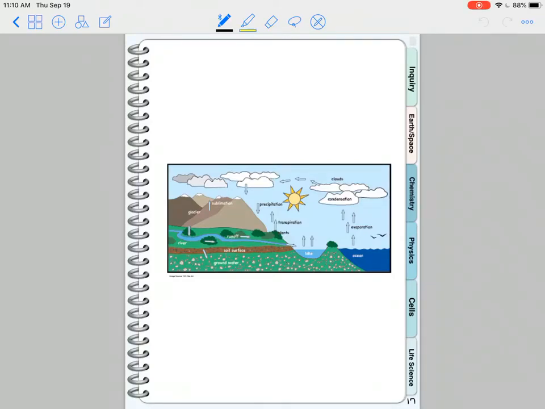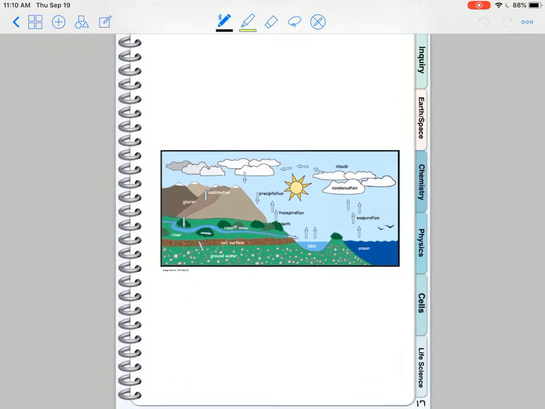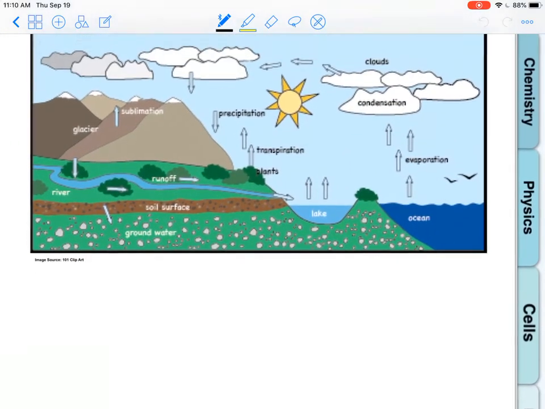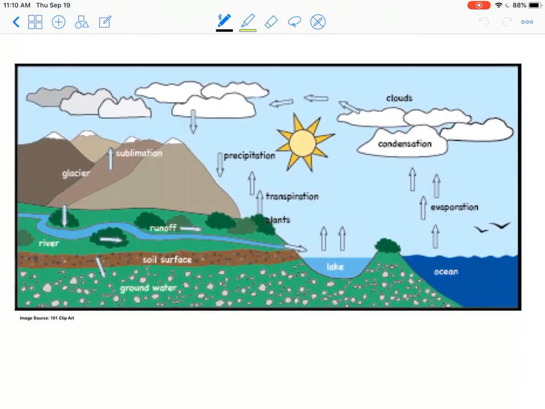Welcome back. I am on page 17 and we are looking at a model, a diagram of the water cycle. The source of this image is 101 Clip Art. This is online. I searched for free images and this is what I came up with.